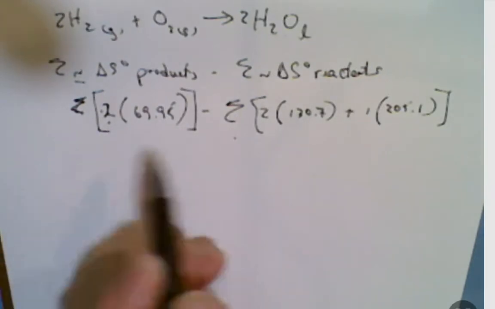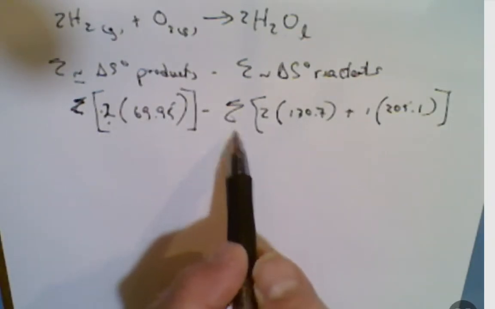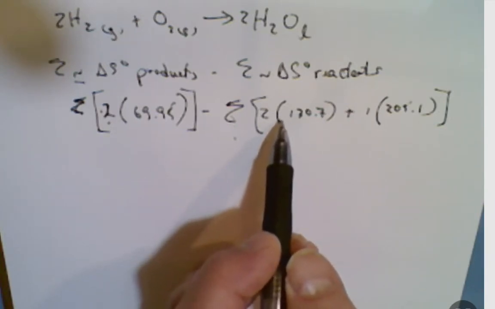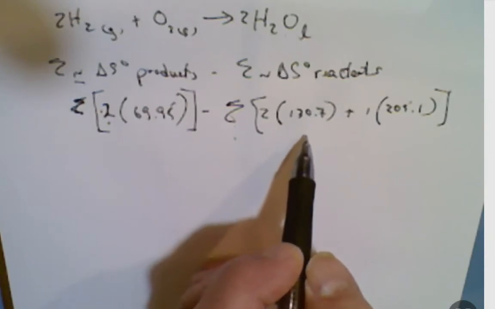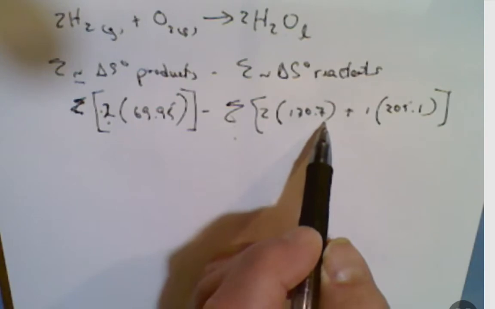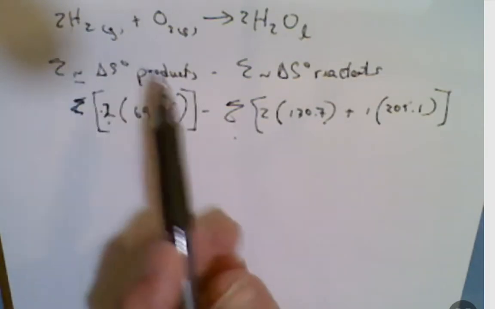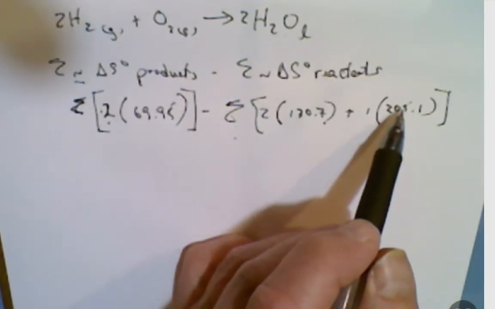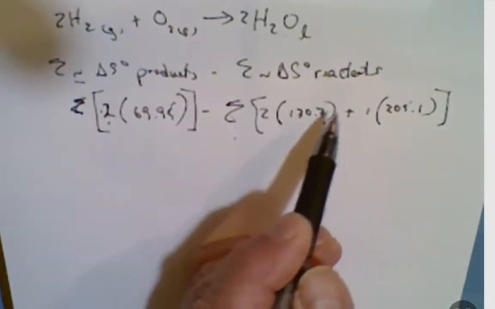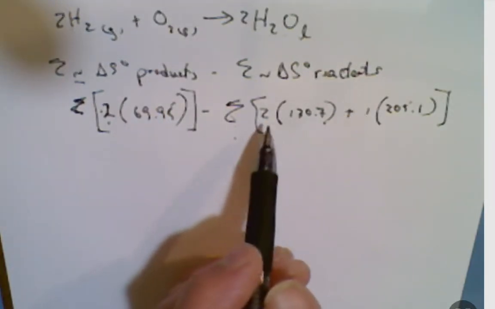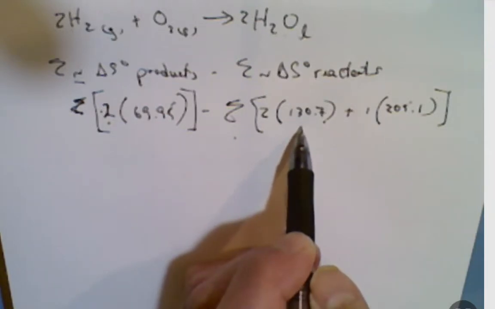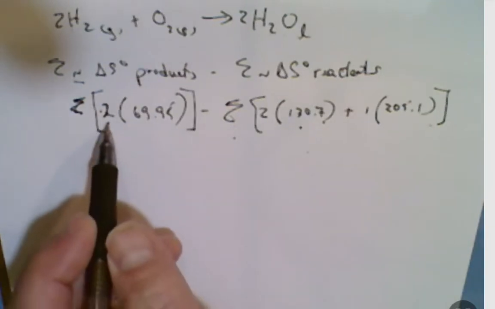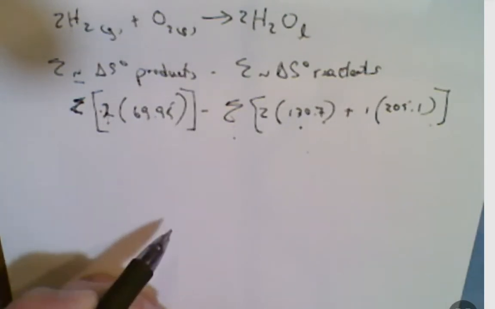And I'm going to subtract from that the sum of my moles of my hydrogen and my oxygen. So my hydrogen has an entropy value of 130.7, and because I have 2 moles of those, I have to multiply that by 2, plus my oxygen, 205.1 is my entropy value, and I only have 1 mole of that, so I have a 1 there. And so I'm just going to multiply 2 times 130.7, add to that my 205.1 and come up with this value, multiply 2 times 69.95 to come up with that value.